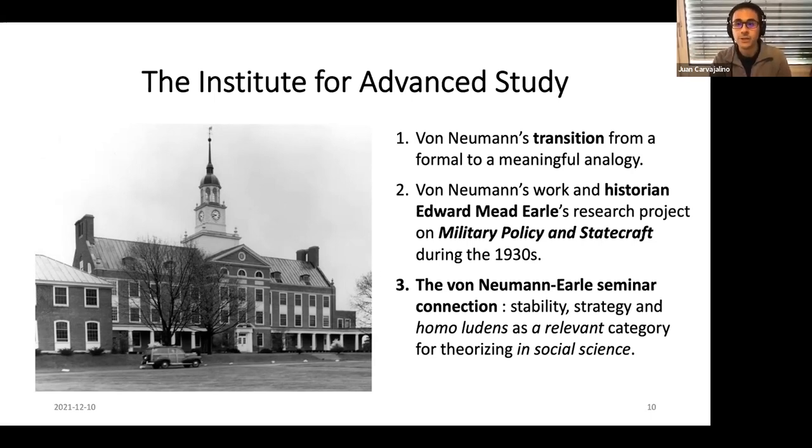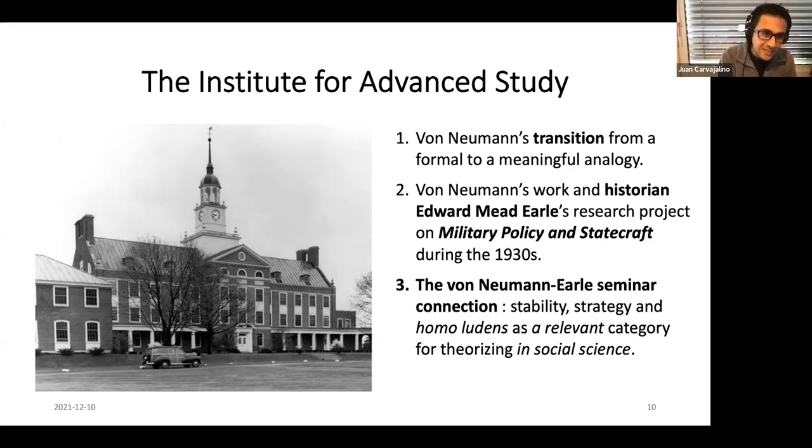In this seminar, we have renowned figures who were thinking about, in Earle's seminar, full of social scientists, matters of stability, matters of strategy, and even Homo ludens actually appear as relevant, as central categories for theorizing social science. And so the argument that I try to make in this paper is that it was meaningful for von Neumann and that he felt confident to do it. It was not only a mathematical exercise.